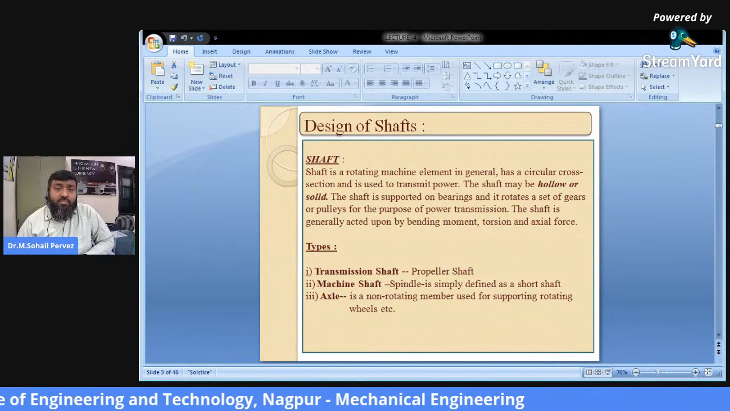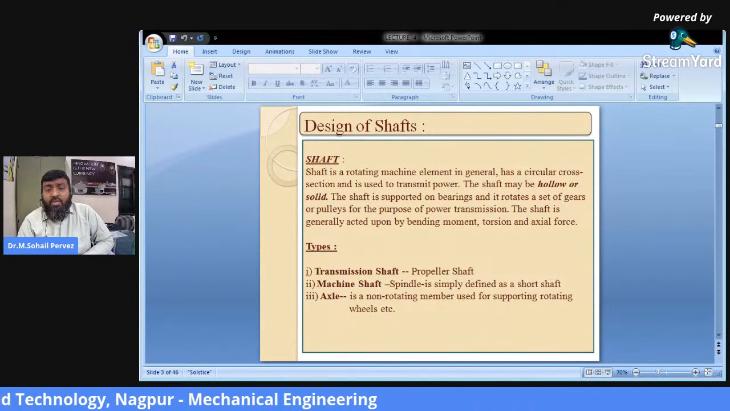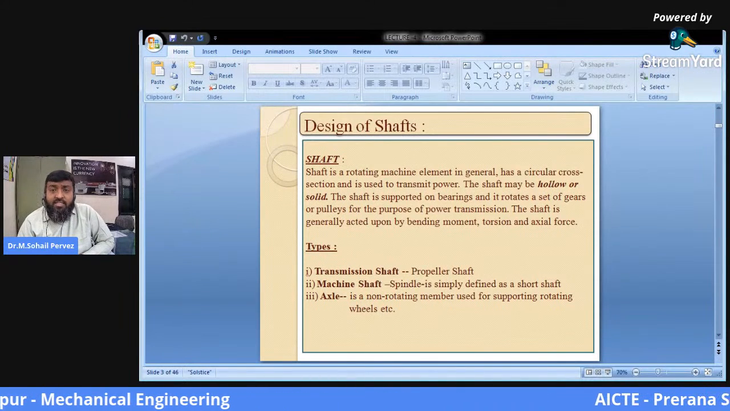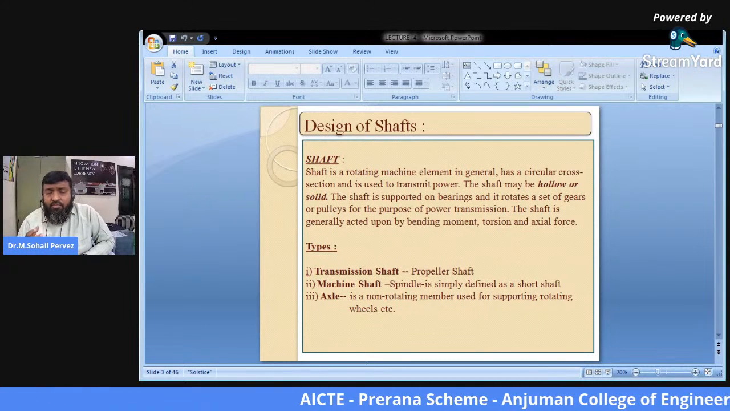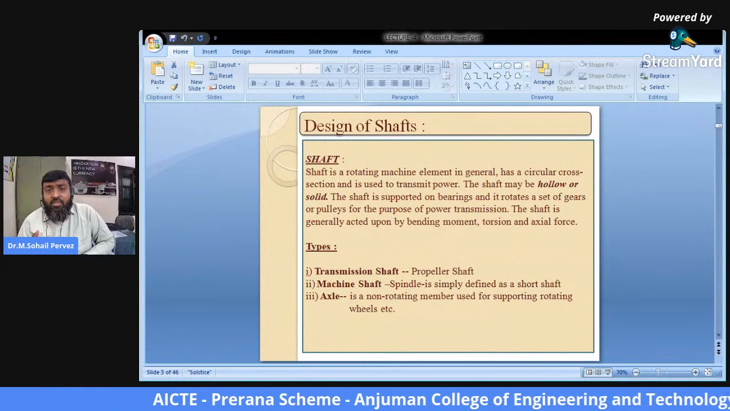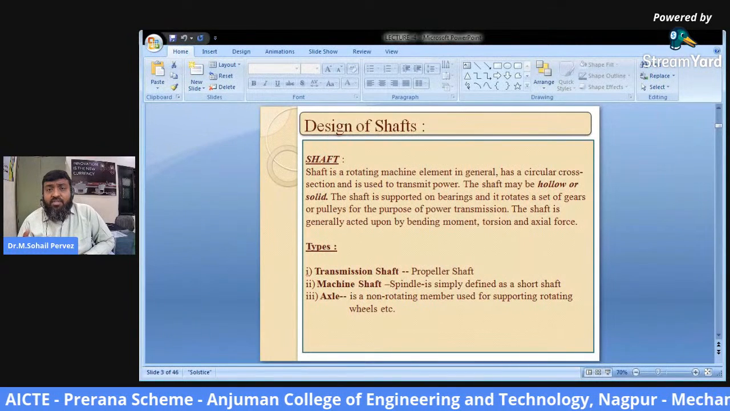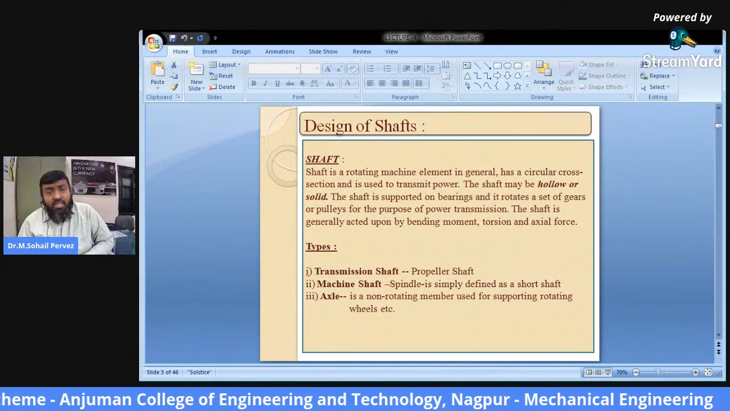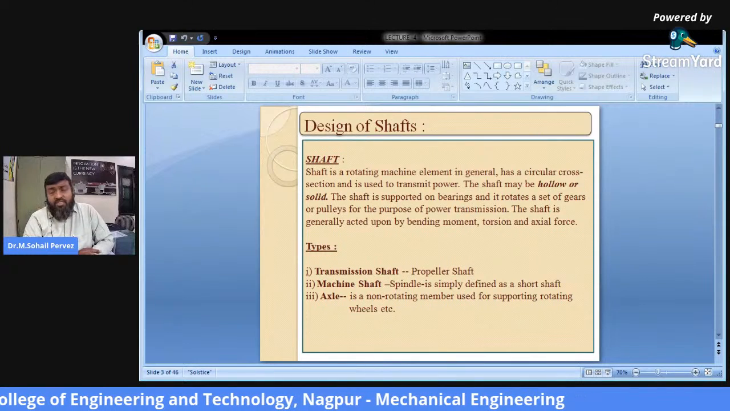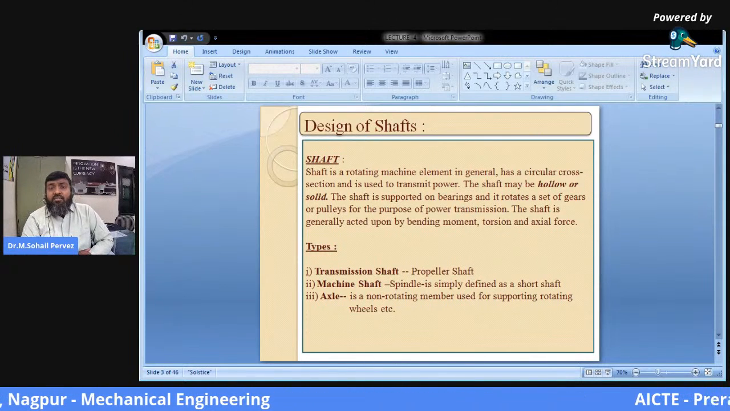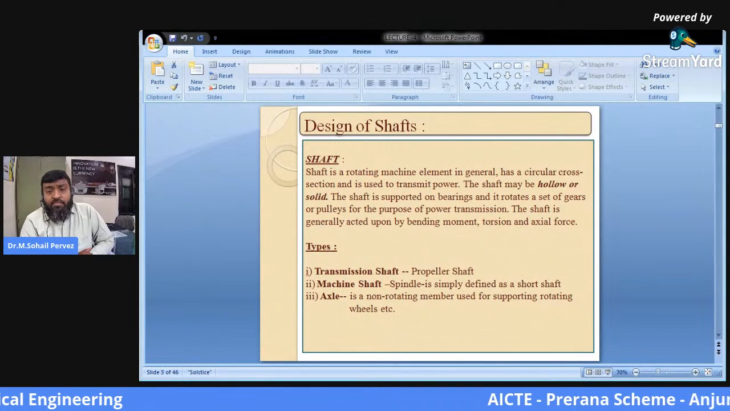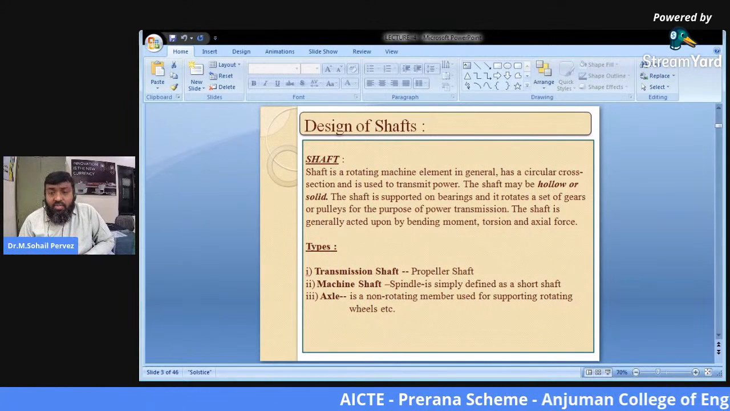So it transmits power. Just take the example of an automobile. In that case, our internal combustion engine is forming the mechanical power, and now the propeller shaft, through the gearbox and clutch assembly, is transmitting power to the rear wheel if it is a rear wheel drive, through the differential assembly, and then the automobile moves. So this is the shaft, very important.